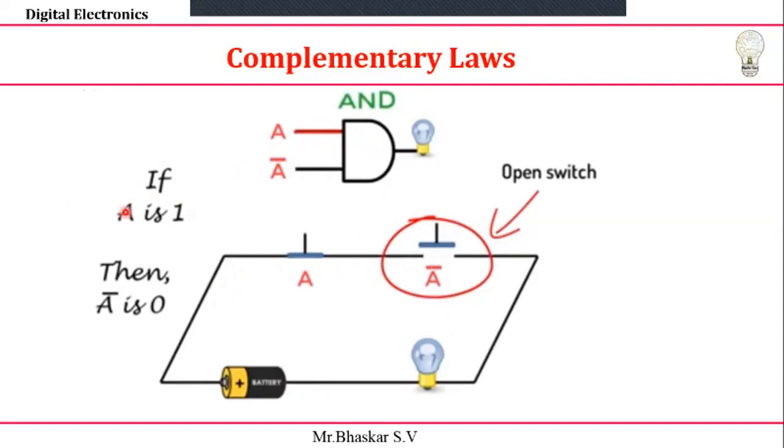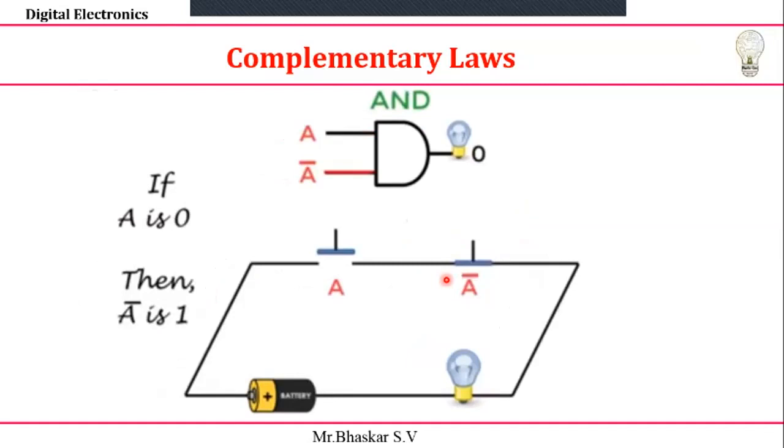If A is 1, then A bar is 0, right? It's the complement only. So suppose this value is 1, this is 0. A being 1 is a closed switch, and A bar is an open switch. In the other case, if A is equal to 0, then A bar is 1. So this switch is now open and this one is closed.